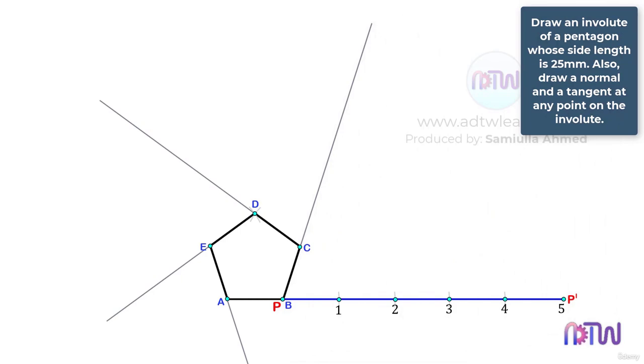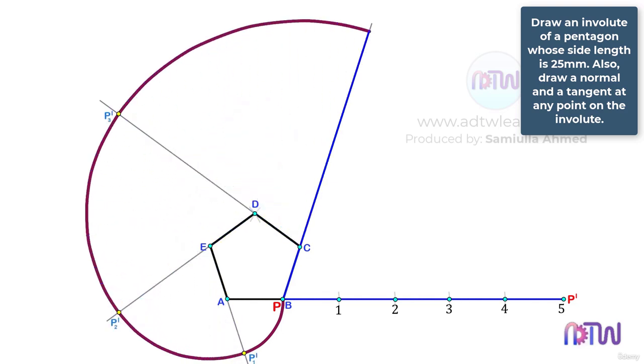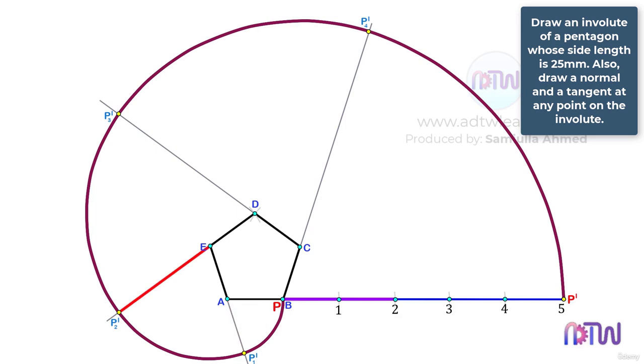Initially, the endpoint of the string is here. When we unwound and it reaches this line, the point P will be here. When we unwound it further, point P will be here, and so on. To get these points on these lines, we can plot the distance between points P and 1 on this line. Next, the distance between points P and 2 on this line, and so on. Or, another simple way is this.